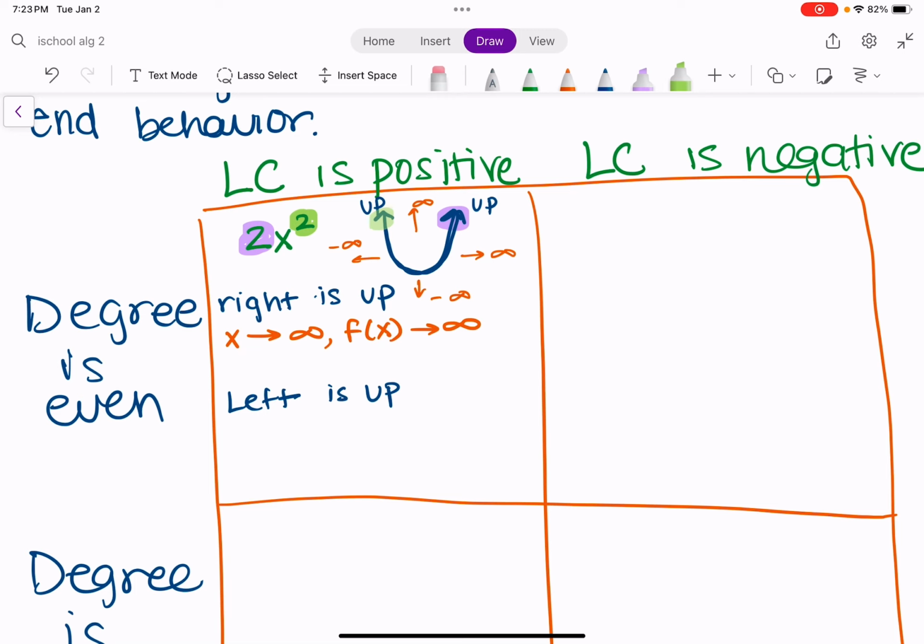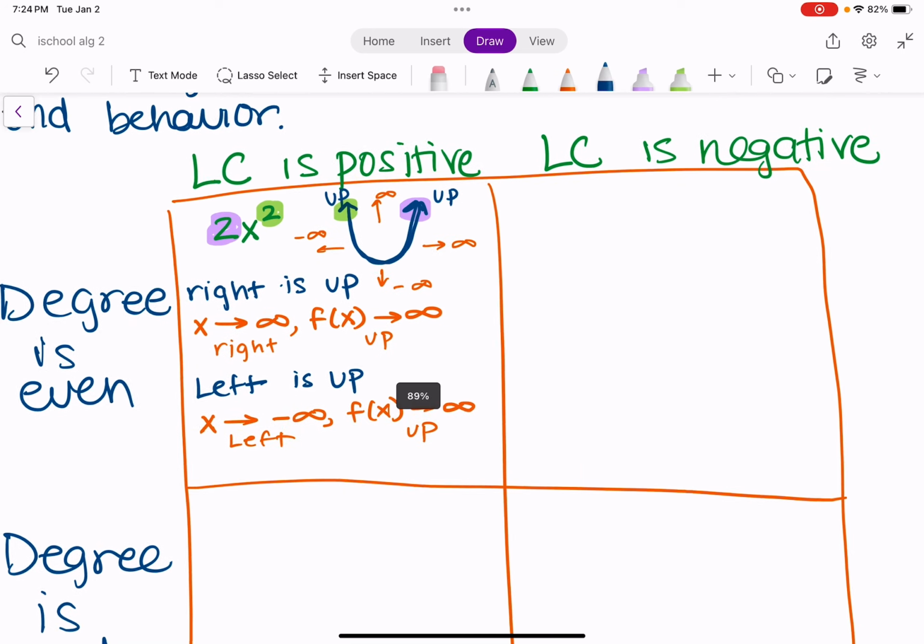Now the left side is also up, but now we're going to negative infinity for the x's. So as x goes to negative infinity, f of x goes to infinity, right? This part means you're going to the left, and this part means you're going up. This part means you're going to the right, and this means you're going up. So that's why you get the up and the up, okay?